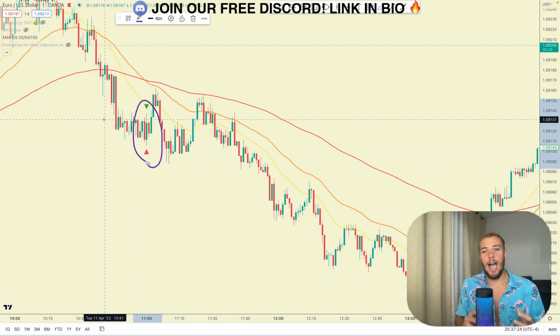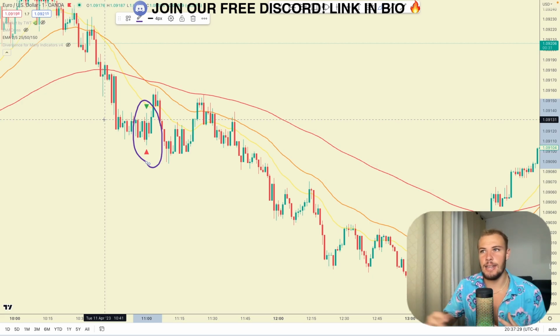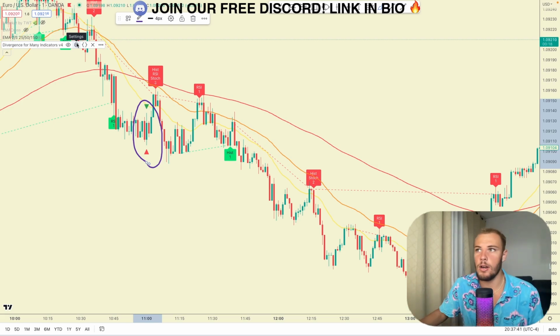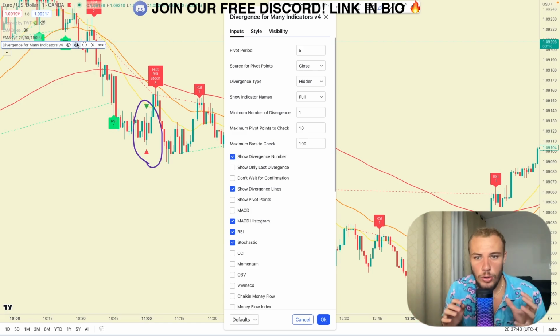So now we want to enable our next indicator, which is going to be the divergence for many indicators indicator. This is a 100% free indicator, and you can get it on TradingView by searching divergence for many indicators V4. For this strategy, you're only going to need these two indicators, so you can use it with a free TradingView account, because we're on the 1 minute with only two indicators, and you should have no problems or conflicts with TradingView.